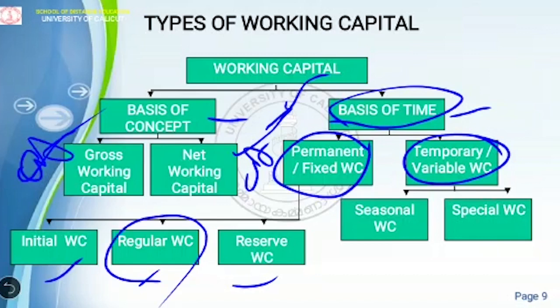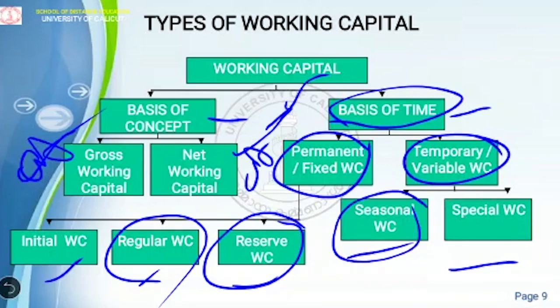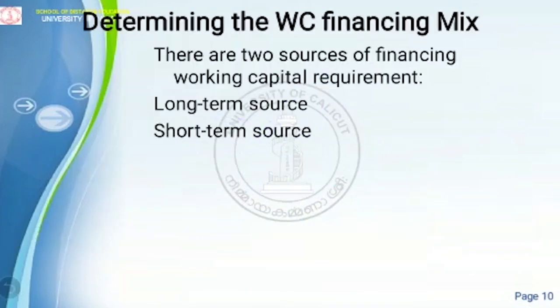Then based on time, we can classify the working capital into fixed or permanent working capital and temporary working capital. Fixed or permanent working capital can be further divided into initial working capital, regular working capital, or reserve working capital. As the name indicates, initial working capital is the working capital needed at the beginning of the operation, and regular means the fixed amount of working capital, regular payment of rent, regular payment of electricity bill, wages, etc. Reserve means the amount needed at the time of contingencies or emergency.